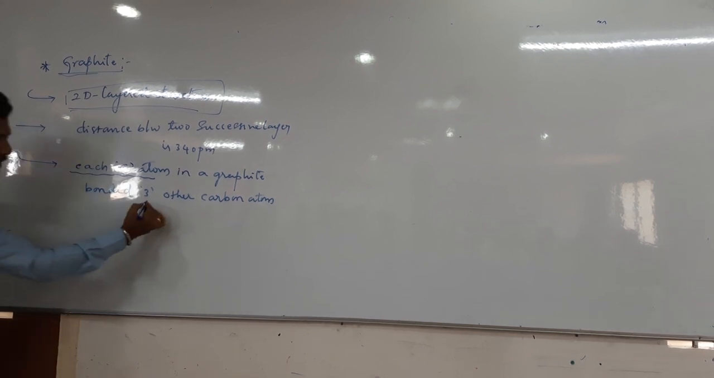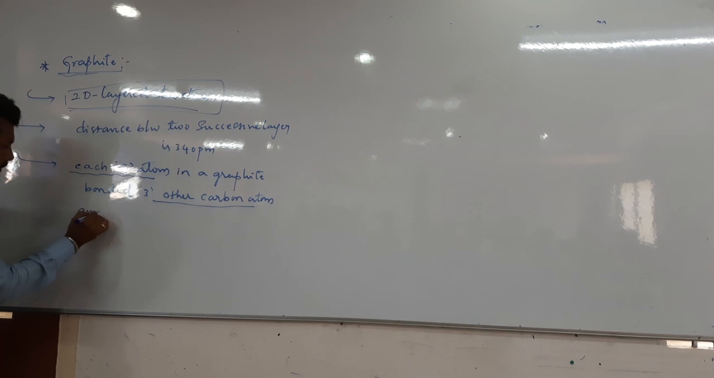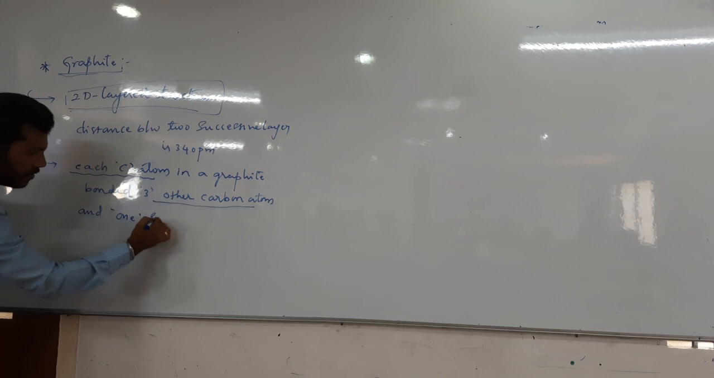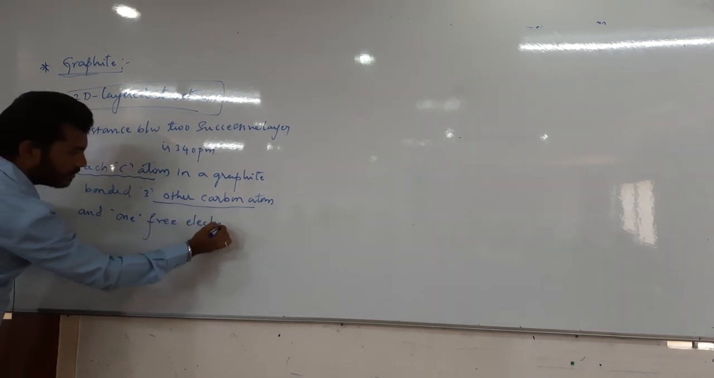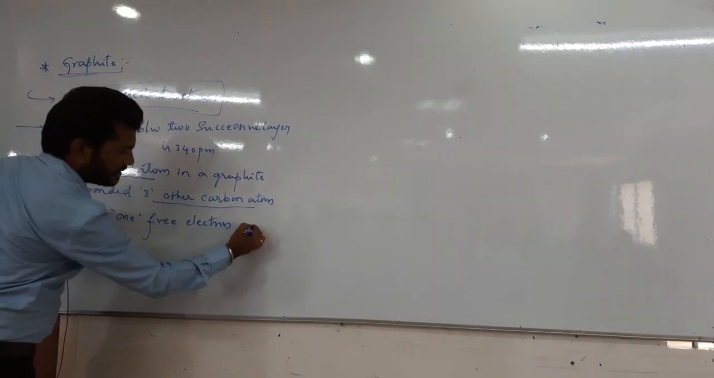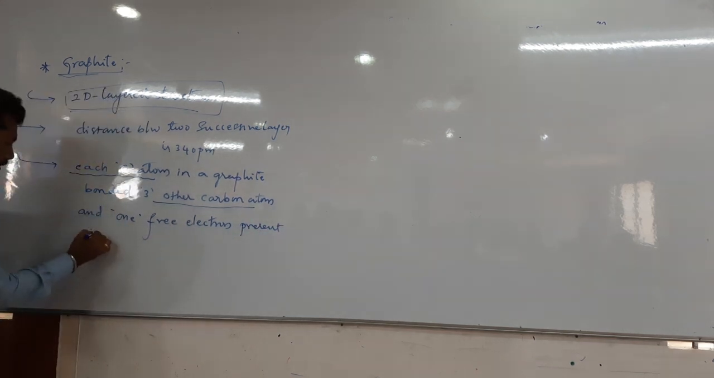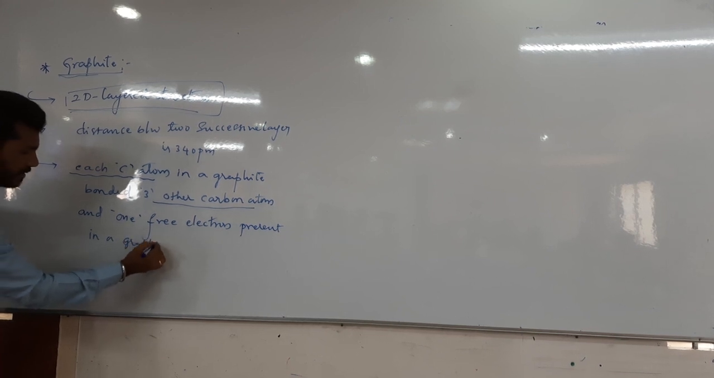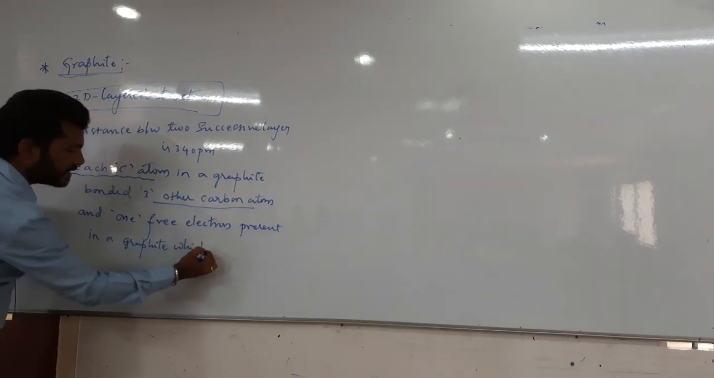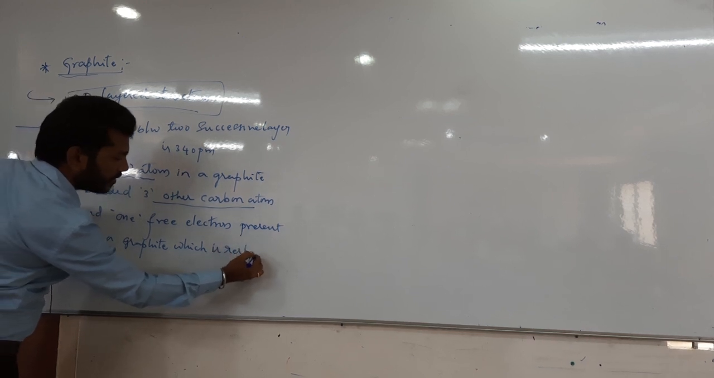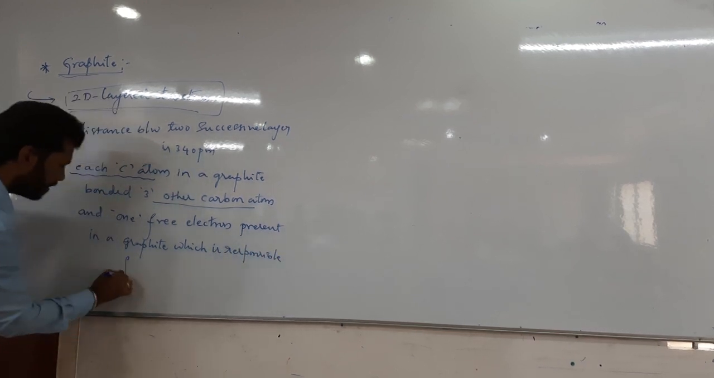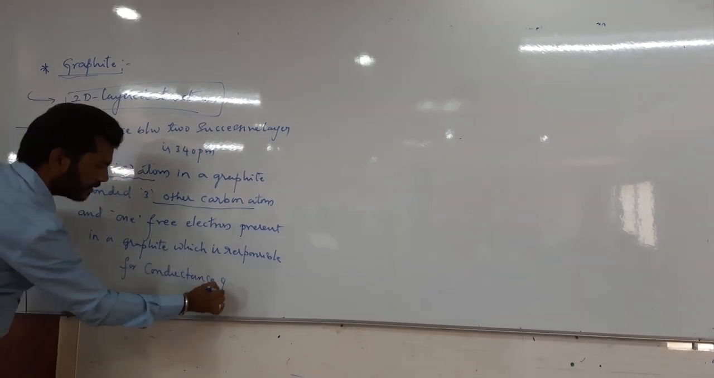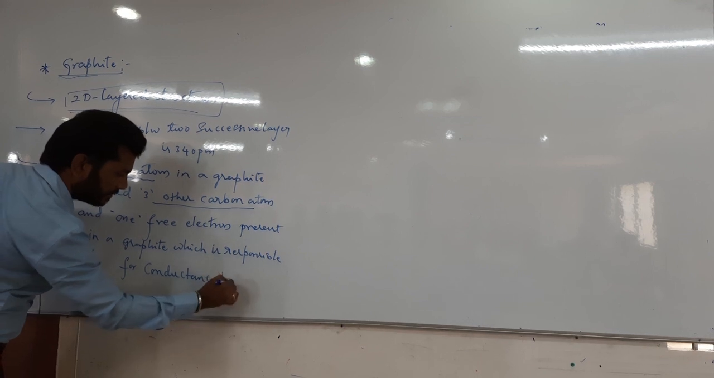So 3 other carbon atoms, and 1 free electron present in graphite, which is responsible for the conductance behavior of graphite.